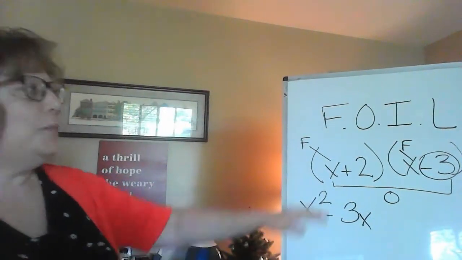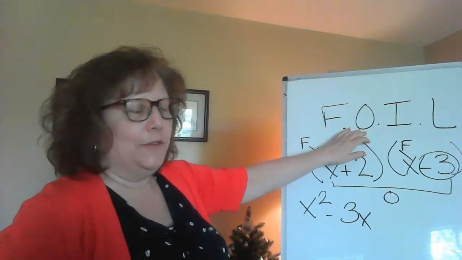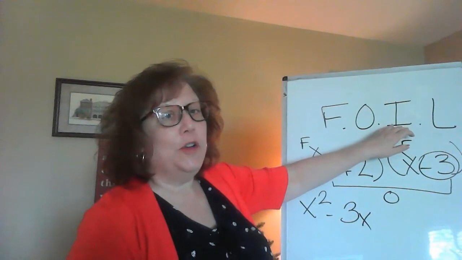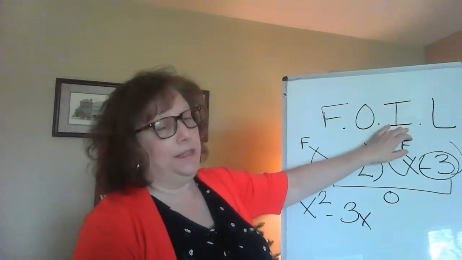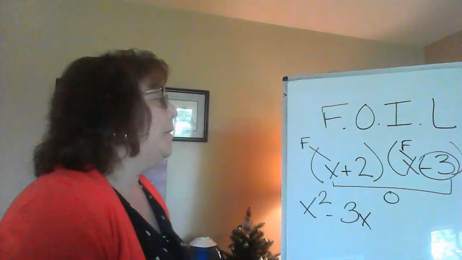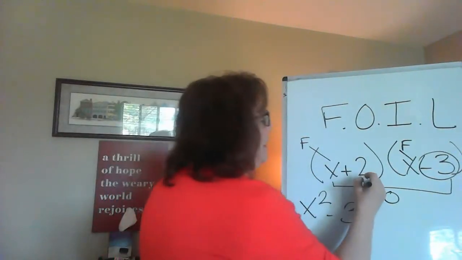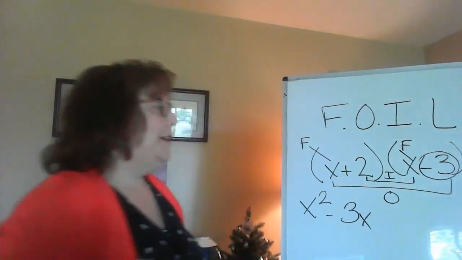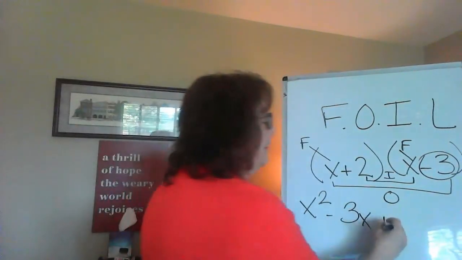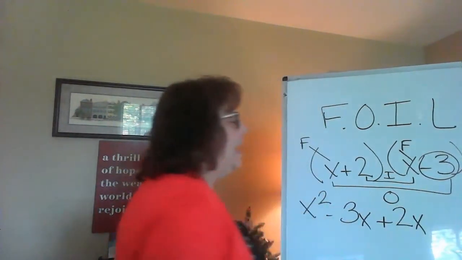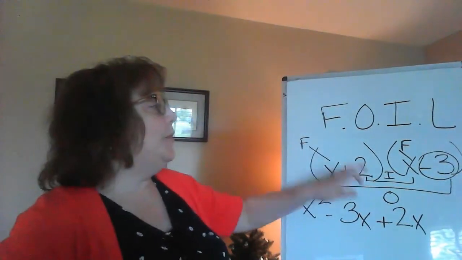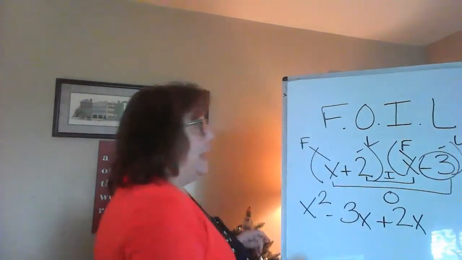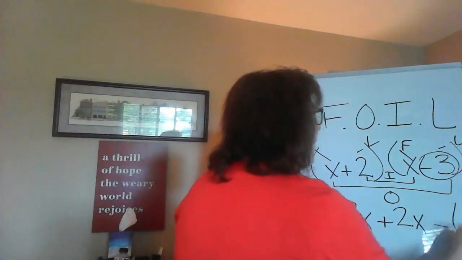Now, if this was outer limits of the universe, what might I mean? Well, if you just shouted across the airwaves, inner limits of the universe, then I'm extremely proud of you. The inner limits are going to be these two. 2 times x. And then you do the last. So this is an L, this is an L. And so then you're going to have minus 6.